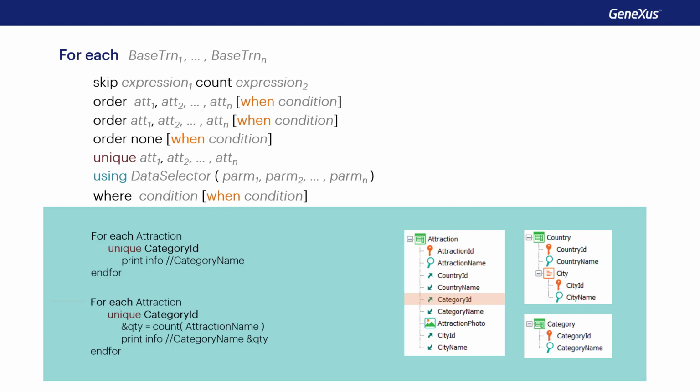Something that otherwise we could not achieve, having the for each and the aggregation formula working on the same table. In this example, the for each runs through attraction, and so does the count formula. In addition, since we have specified the unique clause by category ID, the count will be made for the set of records with the same category ID in which it's positioned each time.